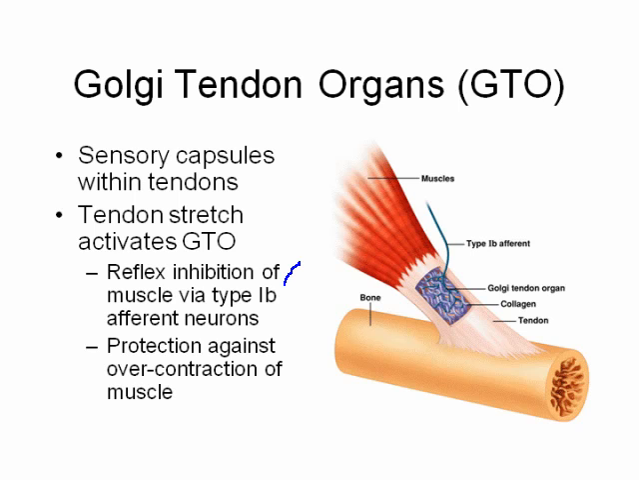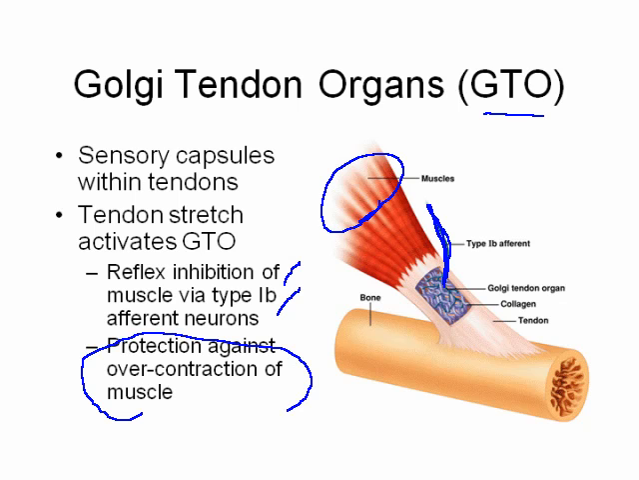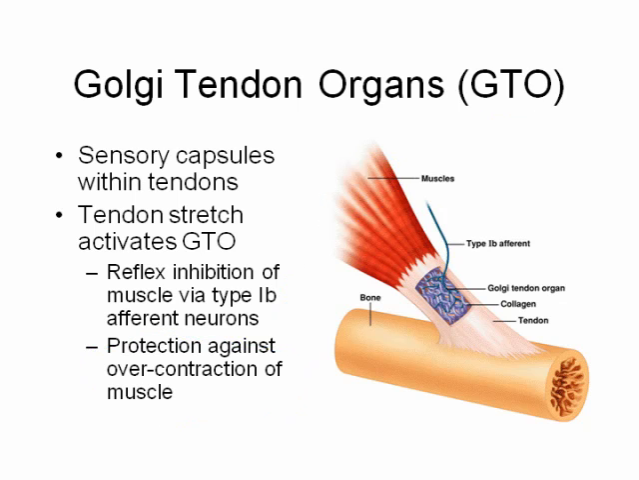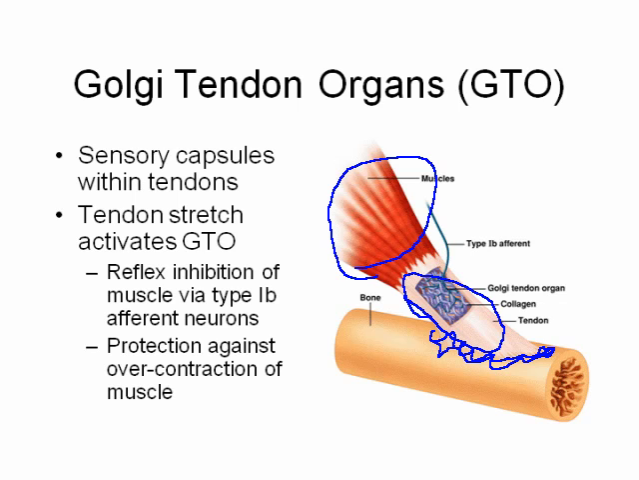This is going to reflexively inhibit the muscle via activation of the type 1B afferent. So the type 1B afferent is the afferent neuron arising from the Golgi tendon organ. This is going to actually inhibit the alpha motor neuron coming into the muscle, and it's to protect against overcontraction of the muscle. Because when the muscle contracts forcefully enough to start stretching the tendon, there is a danger that it could actually tear the tendon off from the bone.